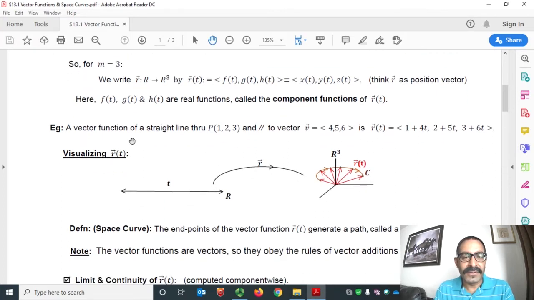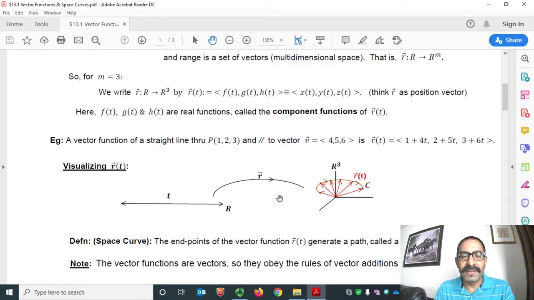Example, the vector function of a straight line through point P (1, 2, 3) and parallel to a vector v, whose components are 4, 5, 6, is r(t) equals 1 plus 4t, 2 plus 5t, 3 plus 6t. So now this is a vector function. The components are 1 plus 4t, 2 plus 5t, and 3 plus 6t. I hope this definition makes sense to you all.